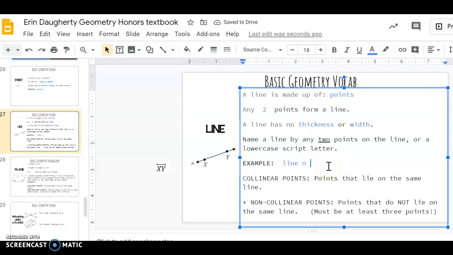That way it is italicized. Now the next one we can do is we can say line, and we can use 2 letters or 2 points to name that line. So it would be line XY, with capital X, Y.